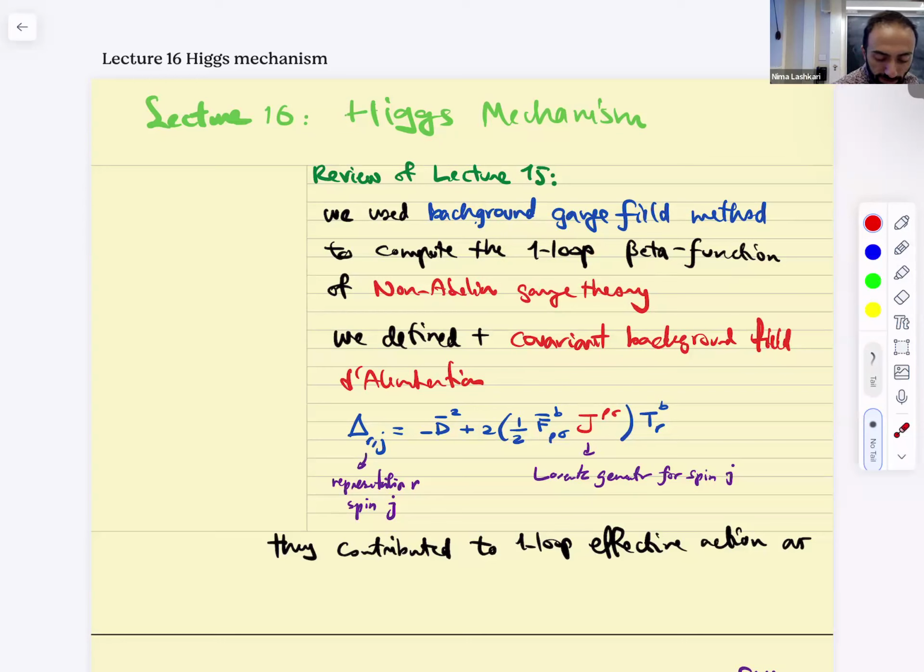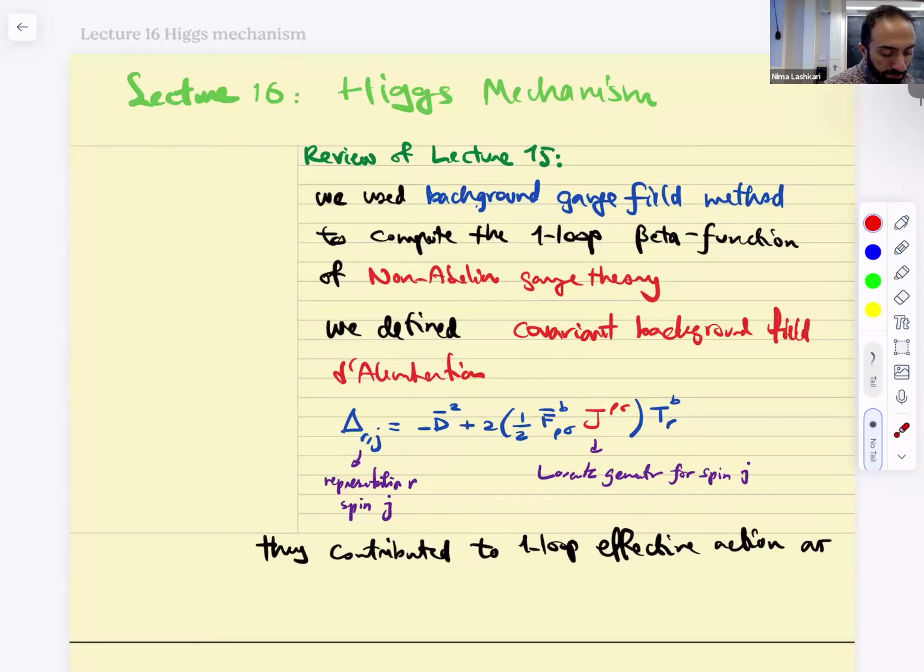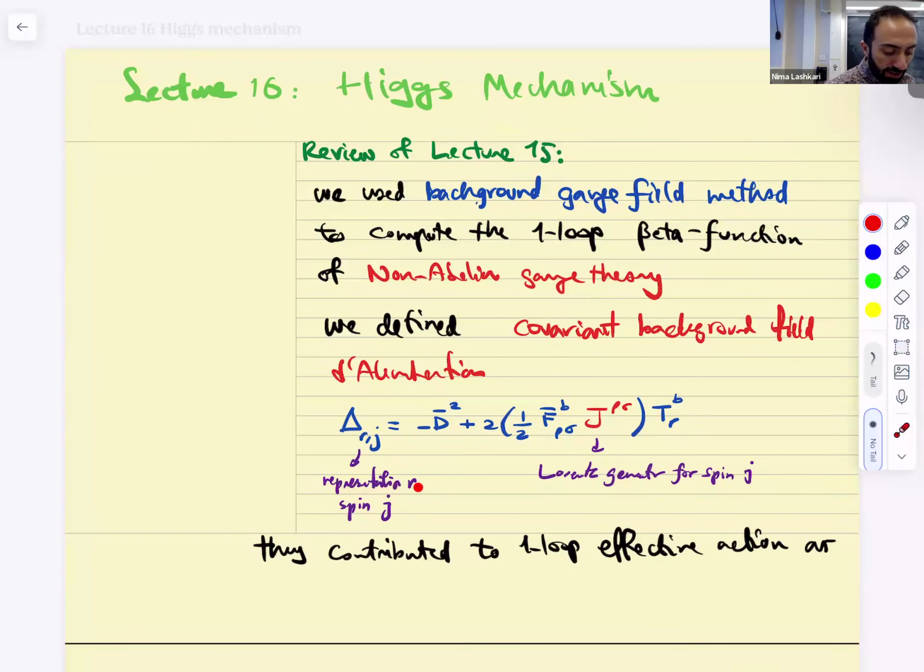We defined the covariant background field D'Alembertian, which was this object. It's a function of the representation, the gauge group representation and spin J. This is the covariant derivative with respect to the background gauge field. And then this is the background gauge field strength, and this is a Lorentz generator for spin J. And of course, this depends on the representation, right?